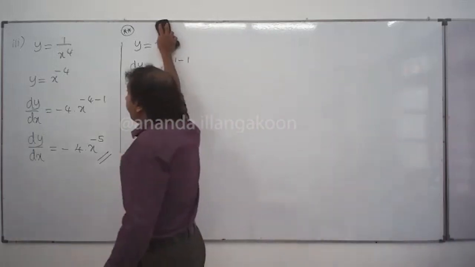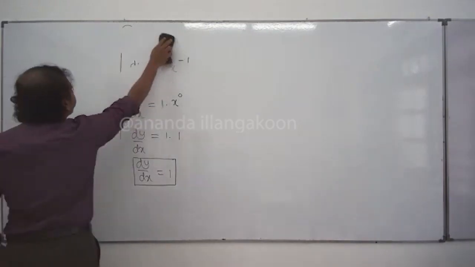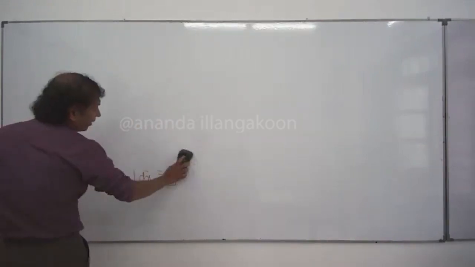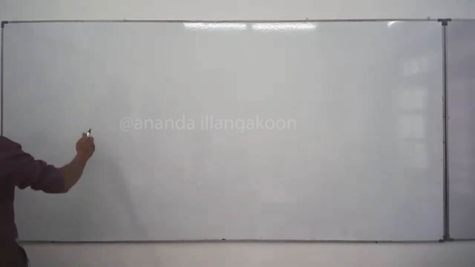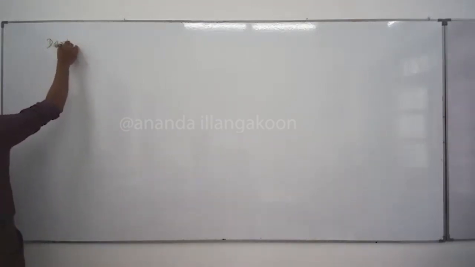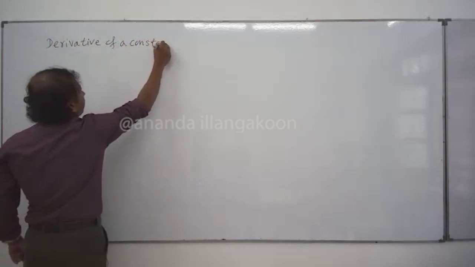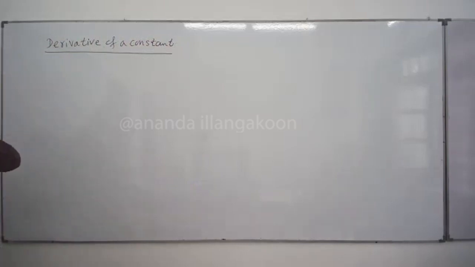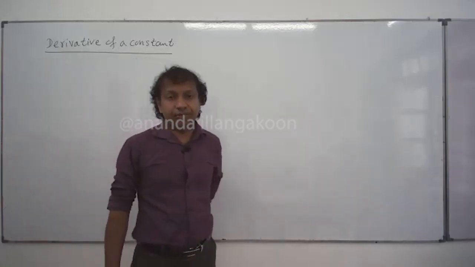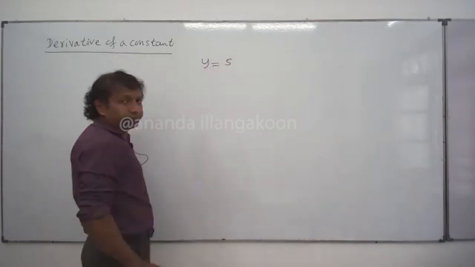Right. Now people will come to the next subheading like this: derivative of a constant. Derivative of a constant. People, constant means a real number which doesn't change. For example, if I take y equals 5, 5 is a constant.